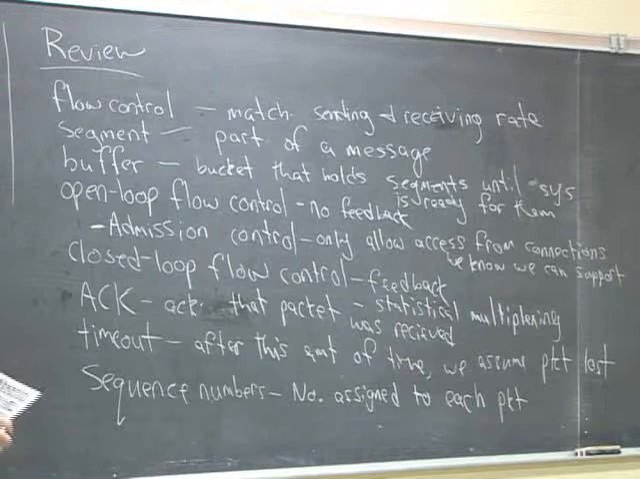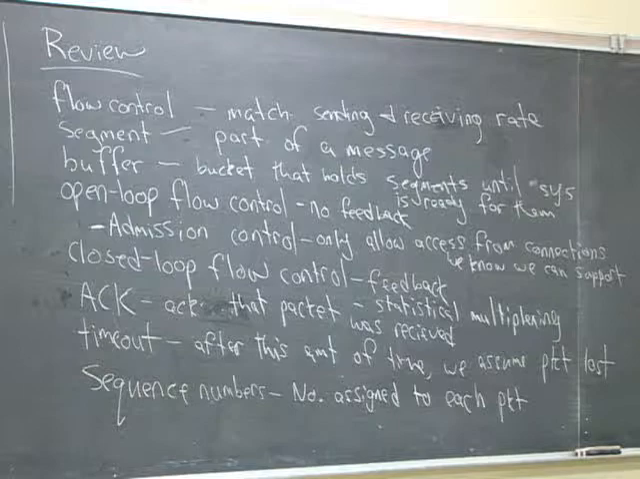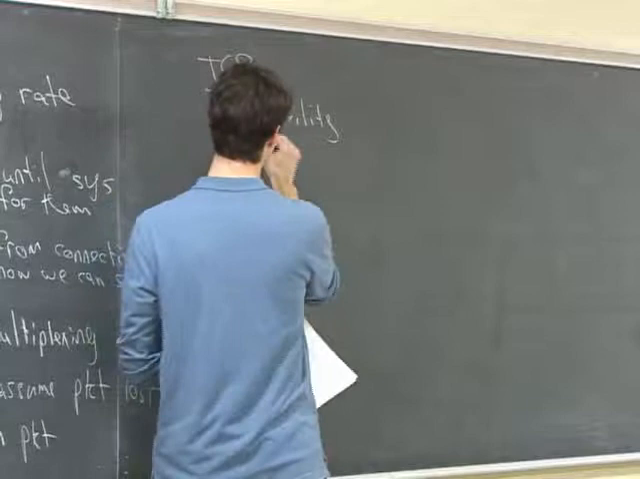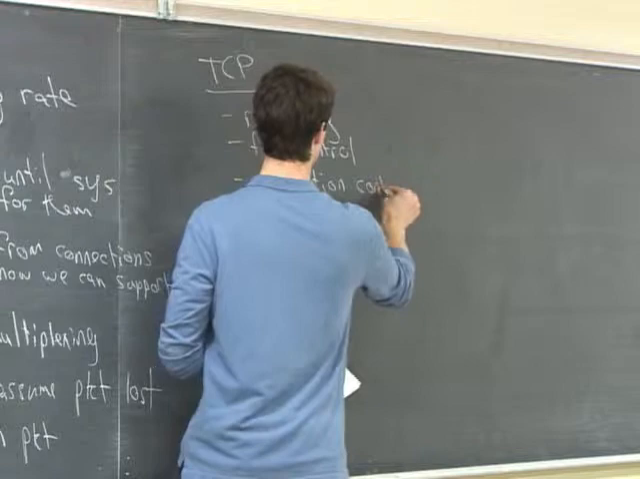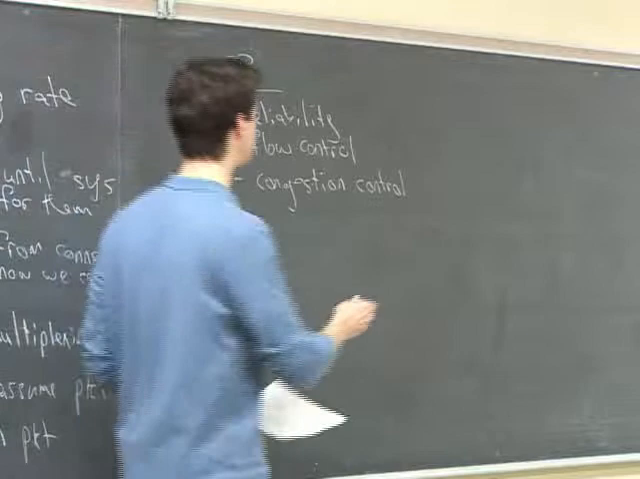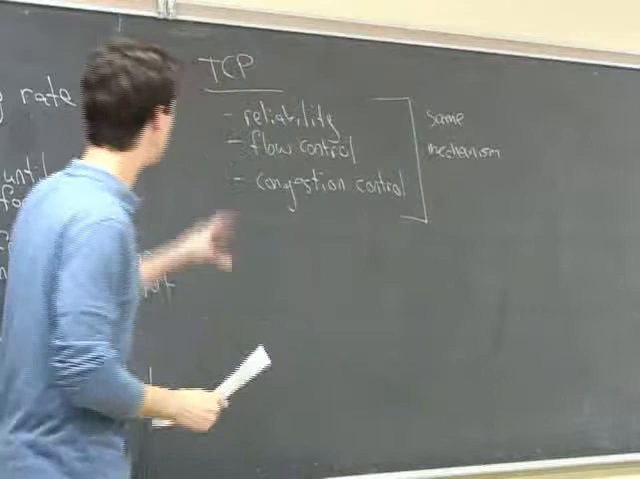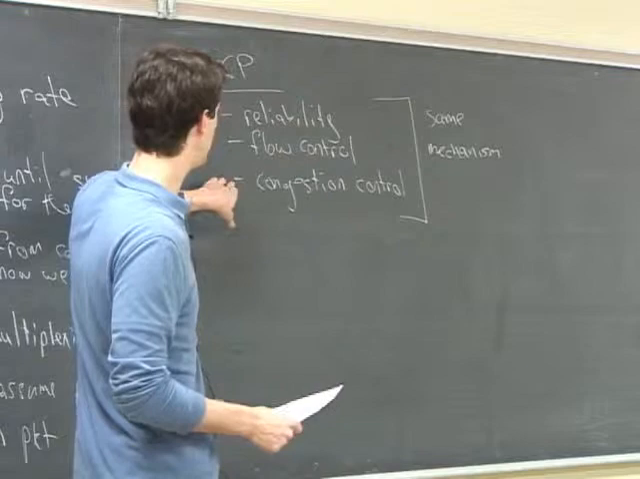Okay, so these are the basics of flow control. And now we're gonna build on these to show you how TCP works. So like I mentioned, TCP provides reliability. It provides flow control and congestion control. Okay, now the cool thing about TCP is that it does all three of these things using the same mechanism. In fact, these are all very much coupled together and you can't really tease them apart. It's really hard to provide flow control without also providing reliability. And if you can do congestion control, then you also get flow control and reliability for free.